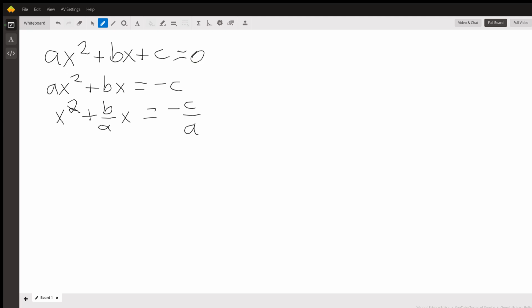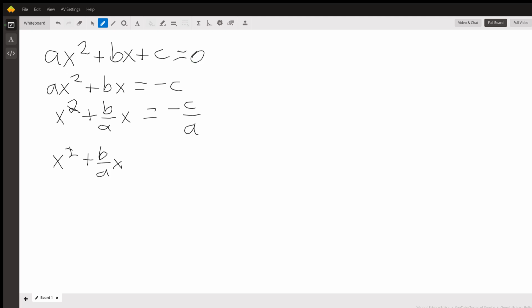Now I will add something to both sides. This is an equation, so if I add the same thing to both sides, I maintain the equation, and I'm going to add b over 2a squared. So x squared plus b over a x.